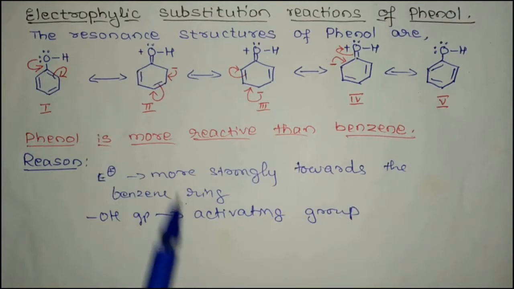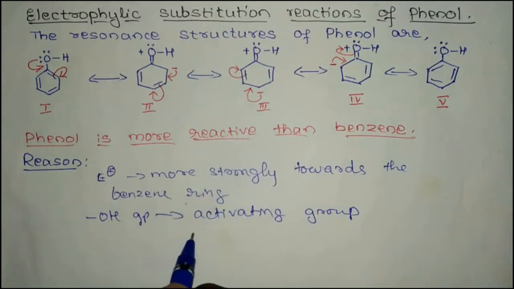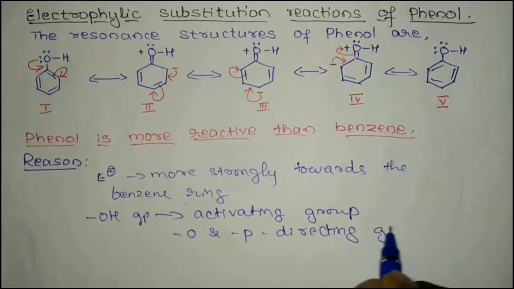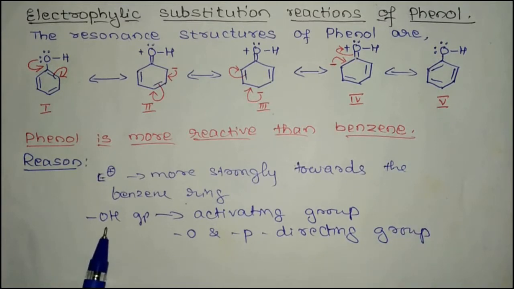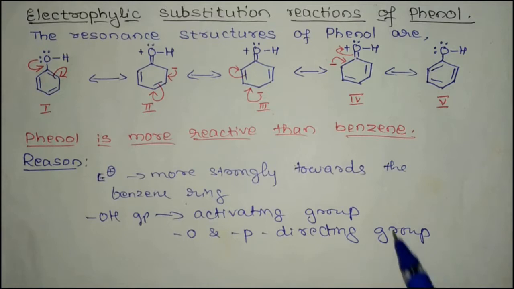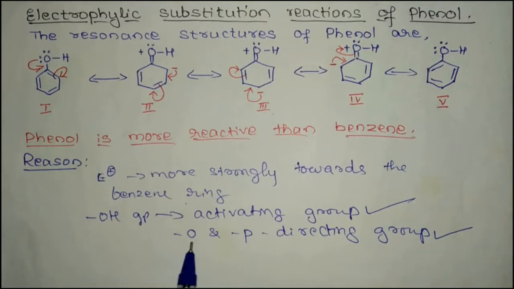And also, as the electron density is more in ortho as well as para position, it is also called an ortho and para directing group. As OH group increases electron density in the ortho as well as para position, the electrophiles are more strongly attracted towards the benzene ring. So this is called an activating group. And as the electron density is more in ortho as well as para position, it is called an ortho and para directing group.